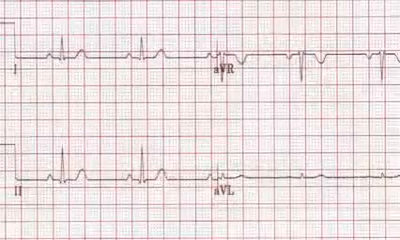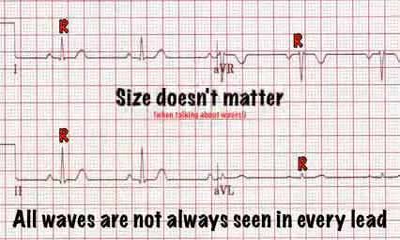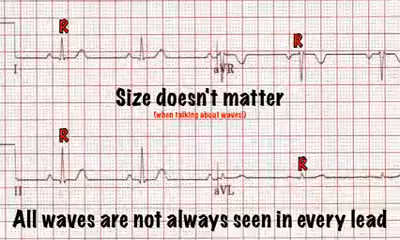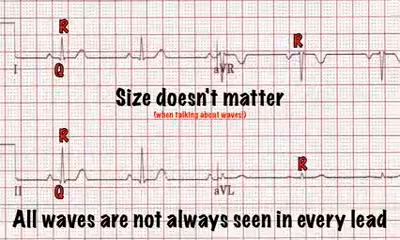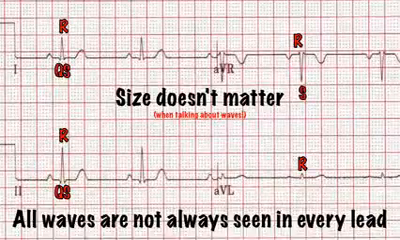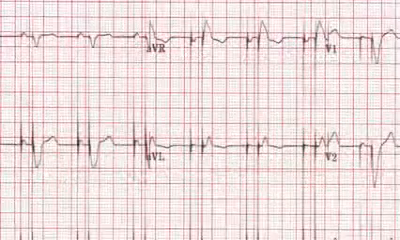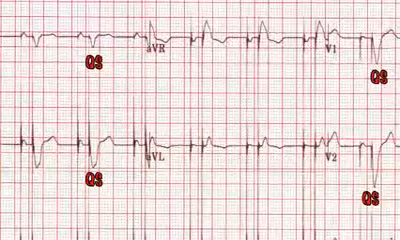Upward deflections on the ECG are termed R waves. The first downward deflection before an R wave is termed the Q wave. The first downward deflection after an R wave is termed the S wave. If there is no R wave, the downward deflection is termed the QS wave, as there is no telling if it is a Q wave or an S wave.